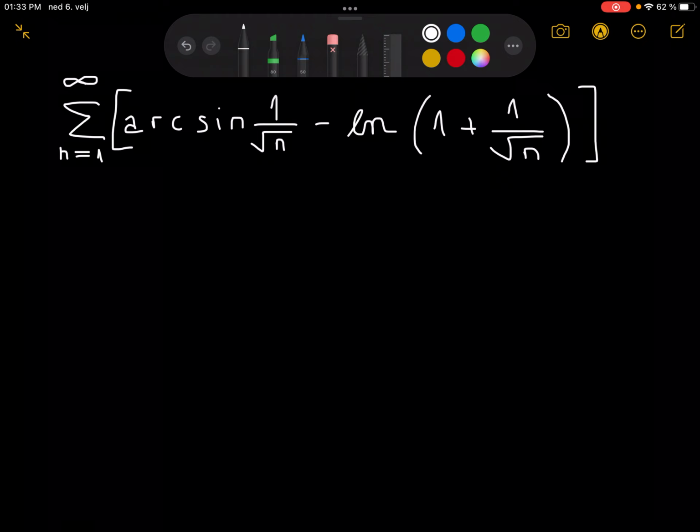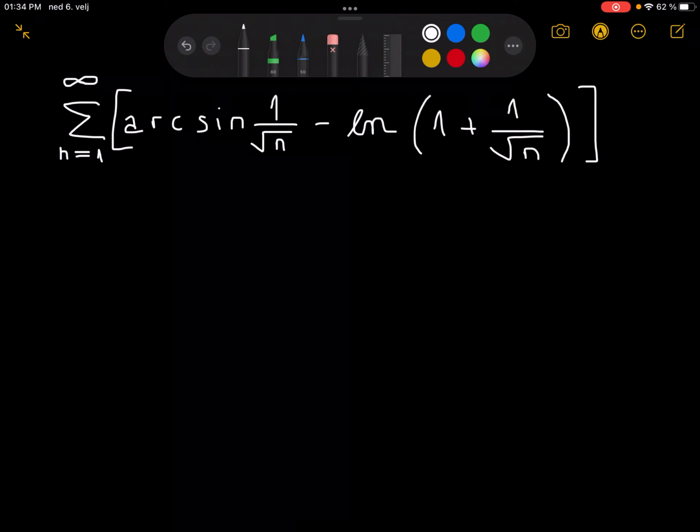So, hello everybody. Today we're going to be doing an infinite numeric series. What we're supposed to do in this example is to check whether the infinite series as n goes from 1 to infinity of the inverse sine or arc sine of 1 over the square root of n minus the natural log or ln of 1 plus 1 over the square root of n converges or diverges.